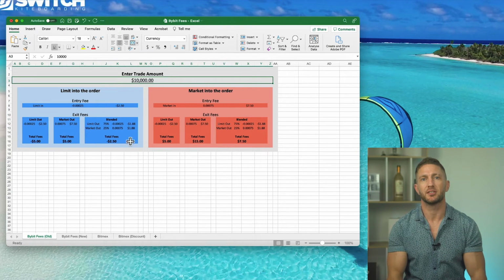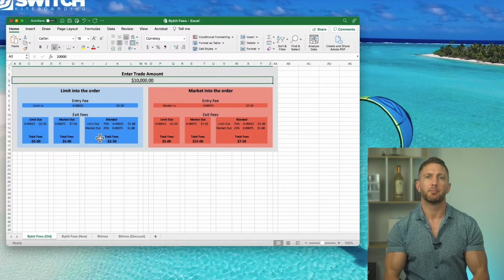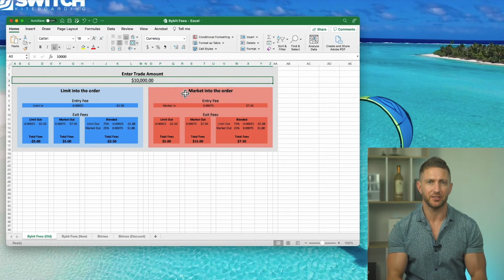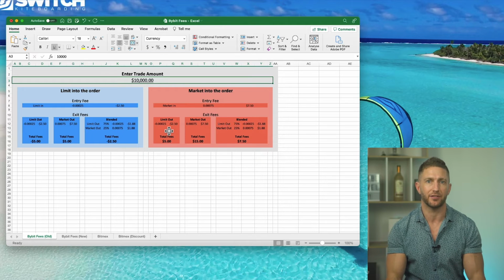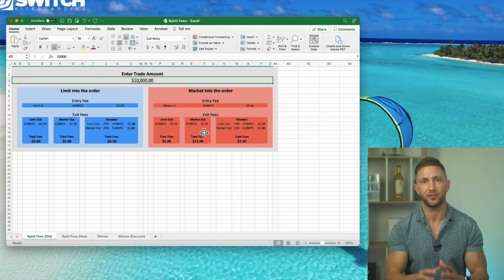We'll just ignore the blended section as it gets a bit complicated here. But moving on to the red box where we market into the trade, you can see that the fee associated with this trade, if you market in, is $7.50, which is the taker fee. If you were to then limit out, you would get a rebate of $2.50, meaning that your net fee would be $5. And then you can see if you market out, it would also attract a full taker fee of $7.50, giving you a net fee of a whopping $15.